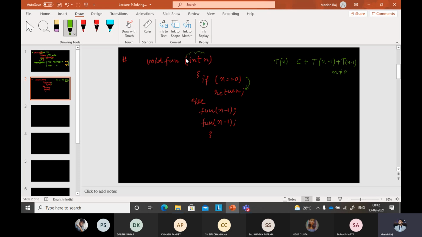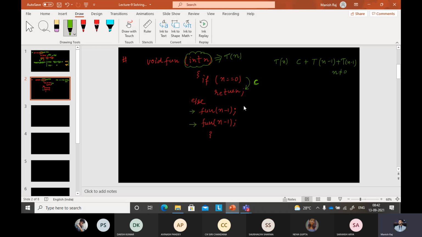Again, you can understand: when I am taking input n, I am calculating for n. Here the situation when n is equal to 0, I am just returning, so it takes constant time, because when the value is 0, I just return. Okay, it will take constant time every time if the value of n is zero, because I have to just return. After that, two recurrence relations are there.